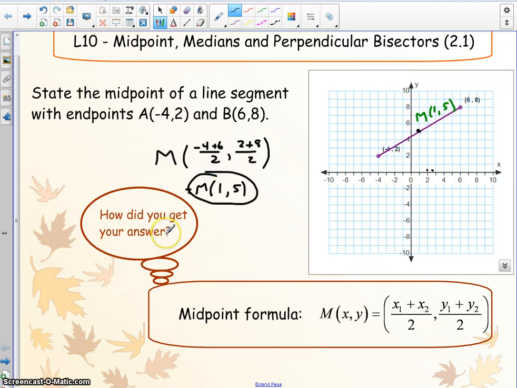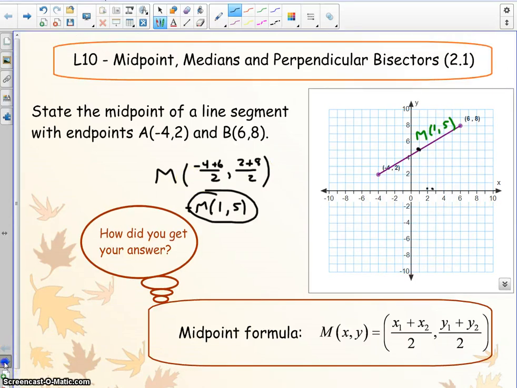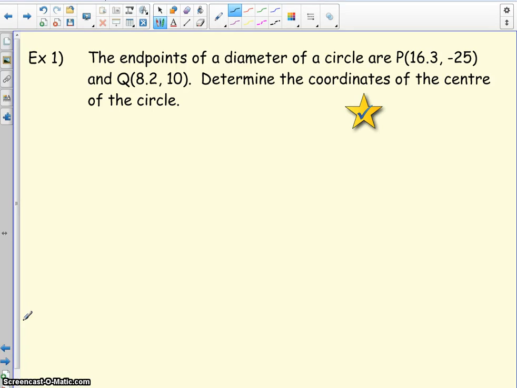And thankfully it's nice when the math suits our intuition. Your first guess might have been to find the value that's halfway across for x and y, and it does work for the midpoint. Okay, so let's try and do a bit of practice. The endpoints of a diameter of a circle are at (16.3, -25) and (8.2, 10). We want to find the coordinates of the center of the circle.